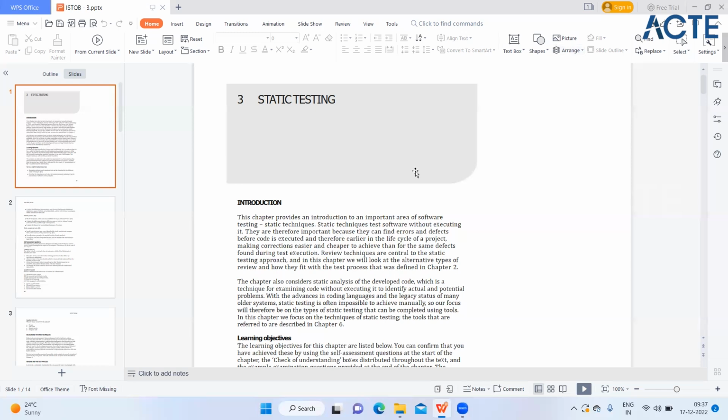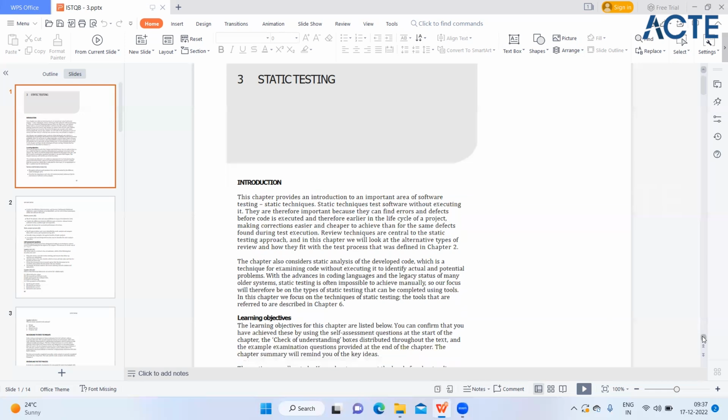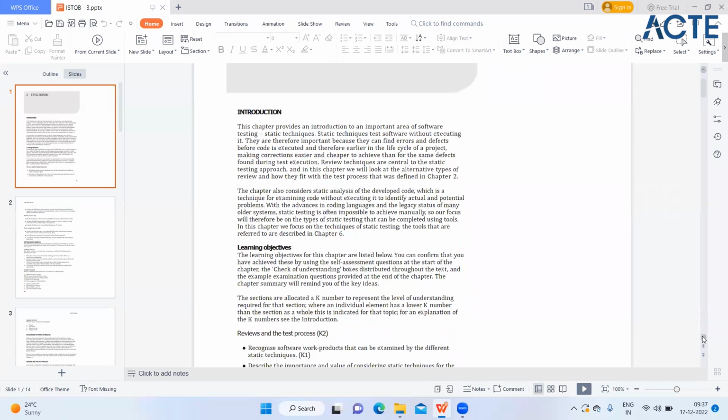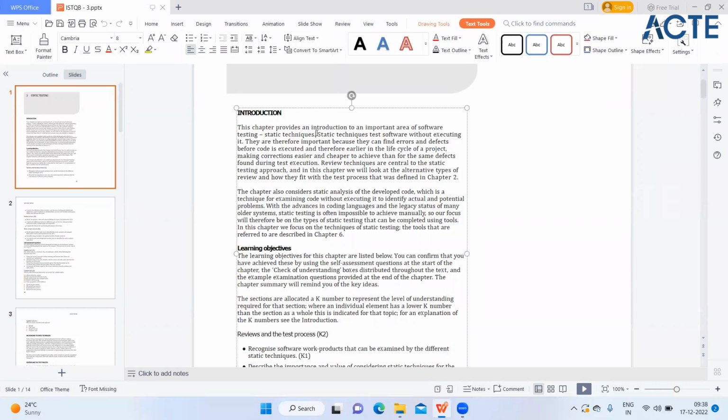So this is the main thing. Now we'll be starting static testing. What is that? This chapter provides an introduction to an important area of software testing, static techniques. Static techniques test software without executing it. So whenever you get this kind of question, what technique are we following without executing the code? The answer will be static testing technique.